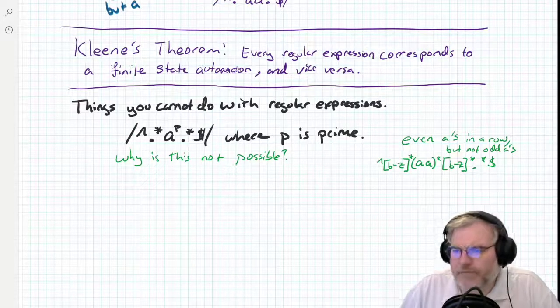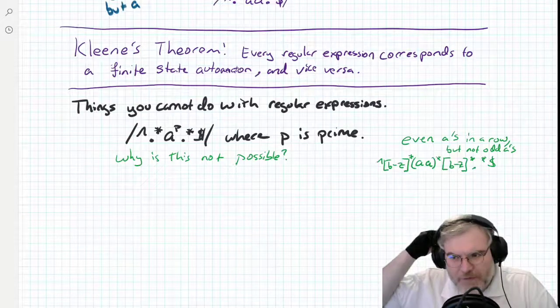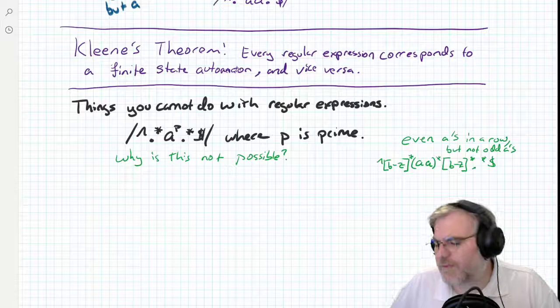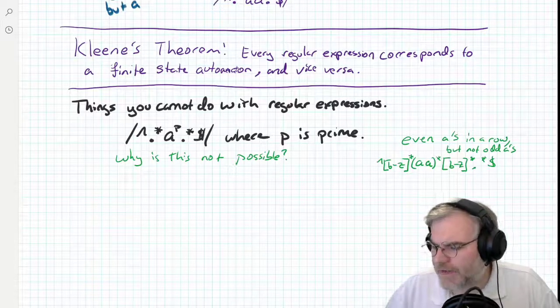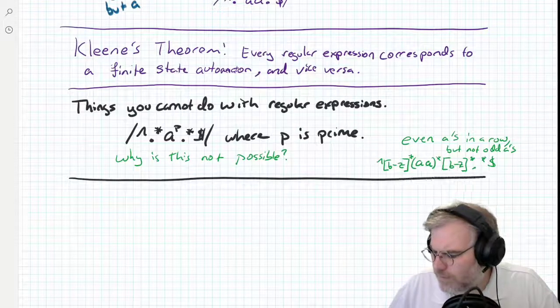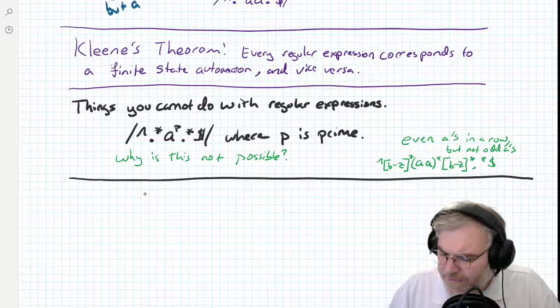Okay. So the TA ruined the punchline for me. That's perfectly good. Go for it. So I can't do something where P is a prime. The other thing I can't do is this. I can't do something like this.